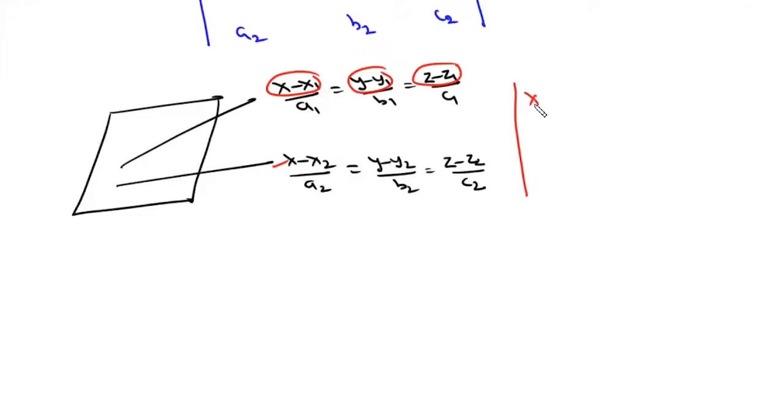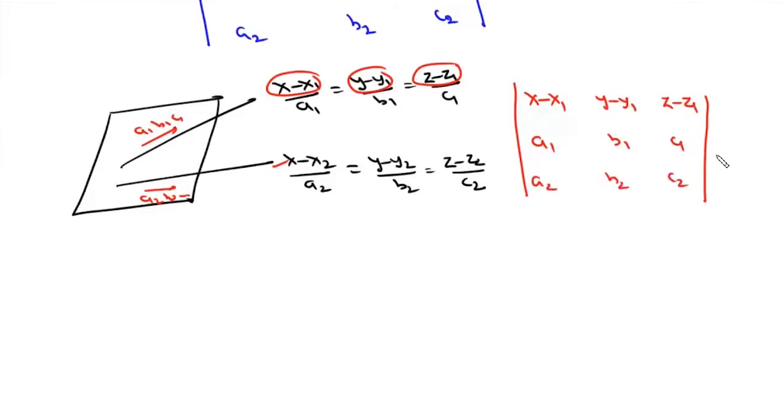So we'll take up this point, so it will be x minus x1, y minus y1, and z minus z1, and a vector in the direction of the first line, which is a1, b1, c1, and for the second line, it is a2, b2 and c2. So we'll write this as a1, b1, c1, and a2, b2 and c2, and it'll be equal to 0.